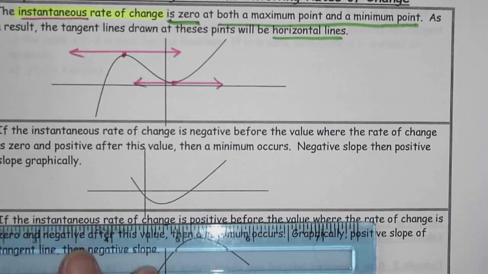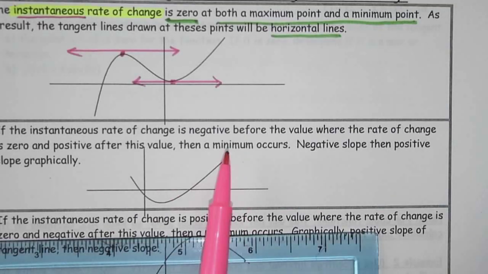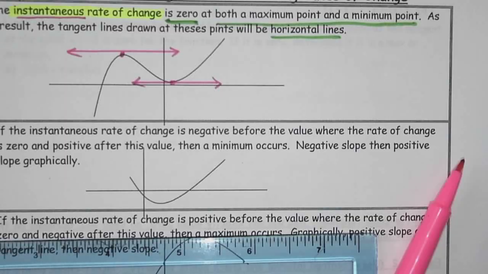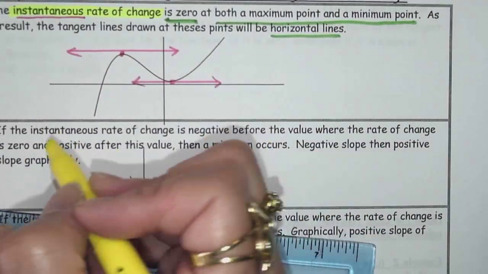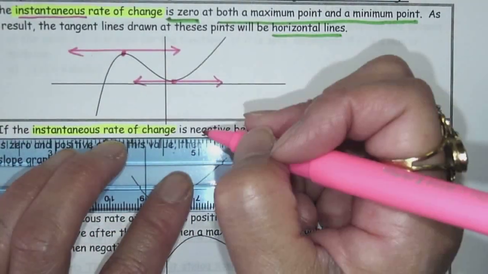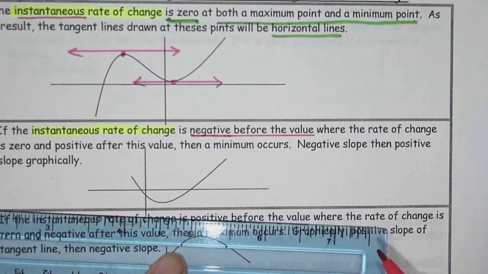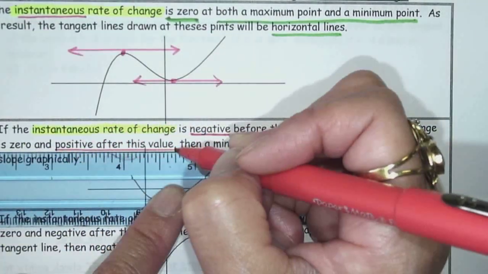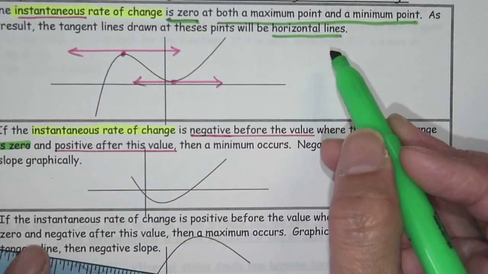The second box says if the instantaneous rate of change is negative before the value, instantaneous rate of change again means tangent line, right? So the tangent line is negative. So if the tangent line is negative before the value where the rate of change is 0, and then positive after the value. So we already have the rate of change is 0. So that's from the above, right? So the rate of change is 0.